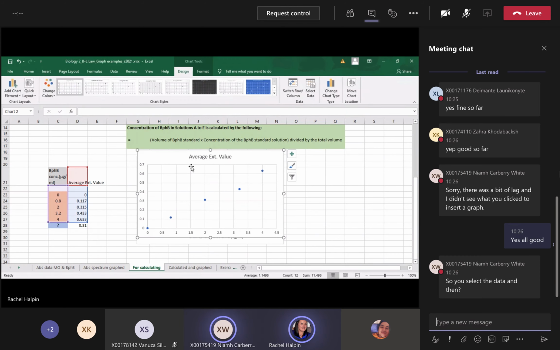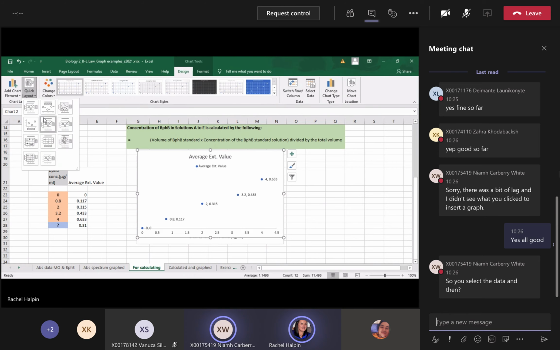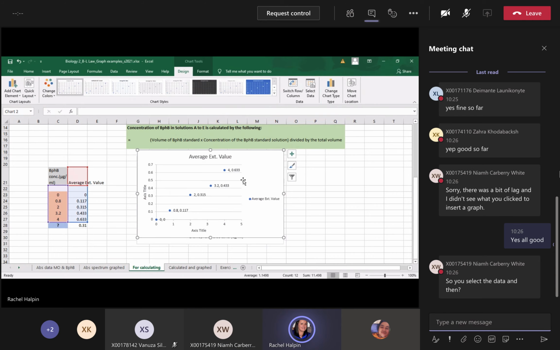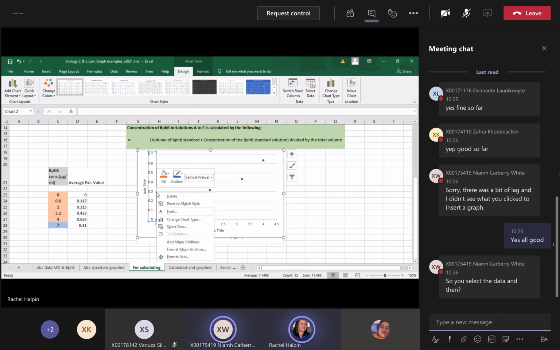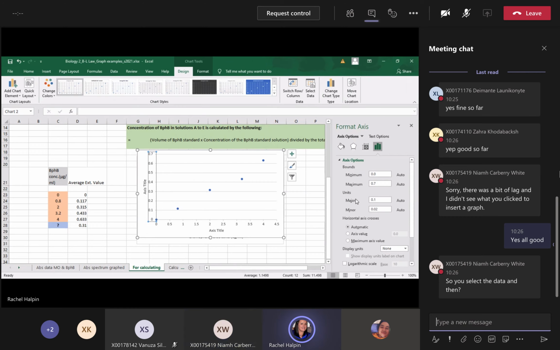Now I have to tidy up the graph. See the quick layout? There's options here for putting in titles and things. So I don't want the data points on the graph. Take them off. And I don't want that there. And I don't want that there. I just want to label the axes titles. You can tidy up the axes as well if you want to, like, get rid of the grid lines, turn them inside and stuff. It'll make your graph look neater.